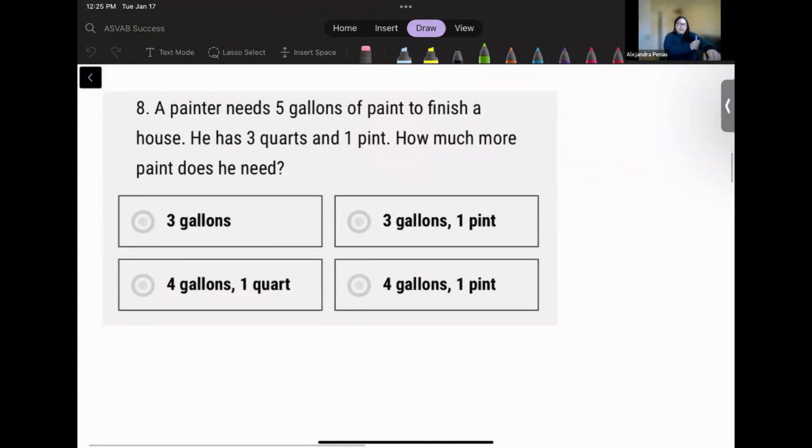Okay. A painter needs 5 gallons of paint to finish a house. He has 3 quarts and 1 pint. How much more paint does he need? So this is a little bit of different units. They mentioned gallons, quarts, and pints. So this is kind of testing if you know your conversions, and hopefully you know them.